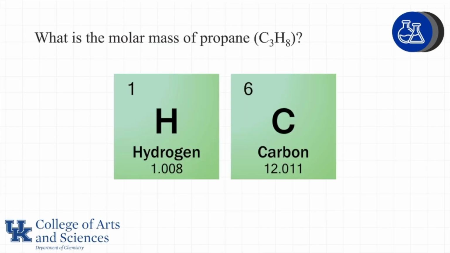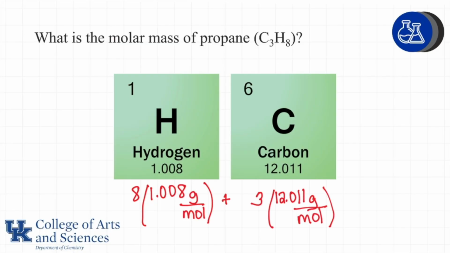Now let's put carbon in a compound. What is the molar mass of propane, which has the formula C3H8? We have 8 hydrogens, so we take 8 times 1.008 grams per mole, plus 3 times 12.011 grams per mole for carbon. We add those together and we get 44.097 grams per mole. So 1 mole of propane has a mass of 44.097. We always use molar mass with the units of grams per mole. We're going to use it as a relationship to help us get between grams and moles for a substance.